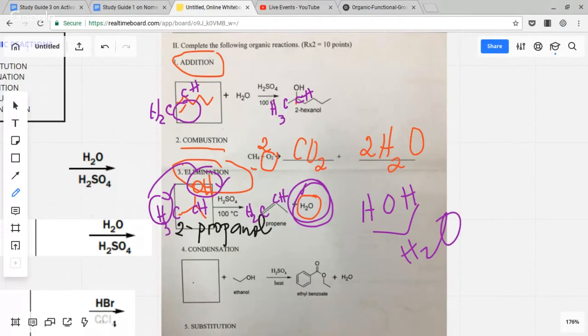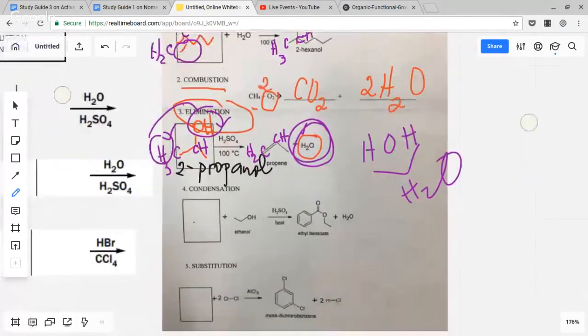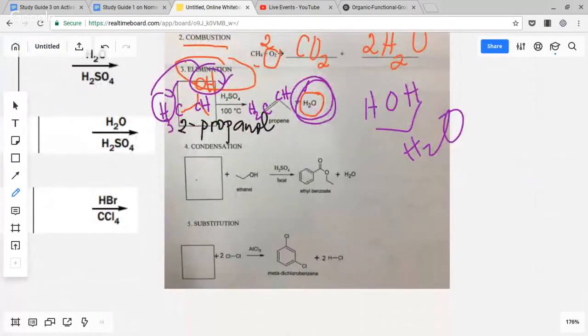Now it's time for us to go to number 4. Condensation. Condensation is when you form water in your products. Condense, like rain, precipitation, you form water.